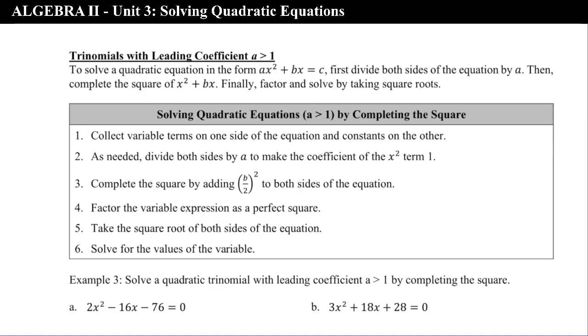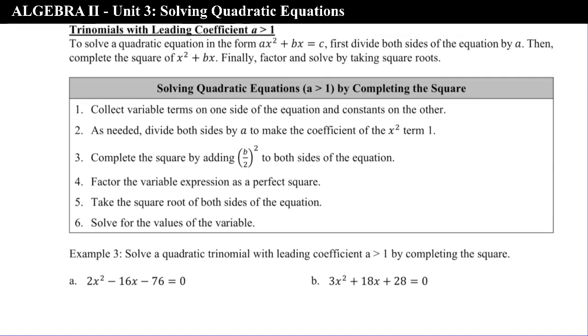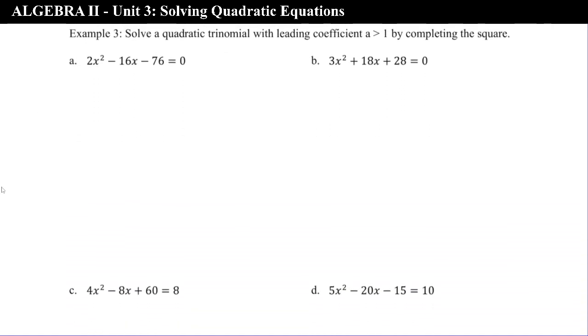But what's going to change is, after you do that, you're going to have to divide everything by that constant or that coefficient in front of your x squared term. So divide both sides by a to make that x squared term have a leading coefficient of 1. And then from there, you're going to do everything we just did. You're going to divide b by 2, square it, add that to both sides, and then go from there. So let's do a few examples of that.